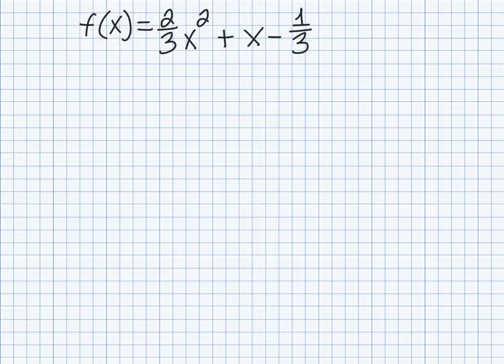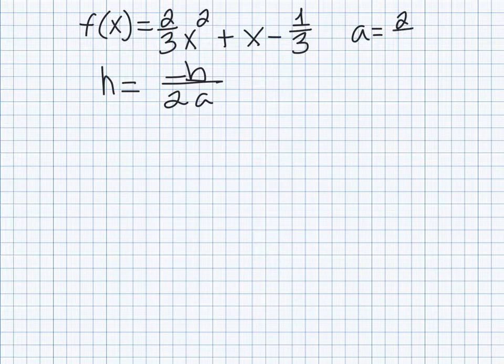First thing I should do, I want to find my vertex. So in order to do that, I got to use the formula h equals negative b over 2a. Alright, so now I plug in my values. Or first of all, I should probably identify these values. A equals 2/3, B equals 1, and C equals negative 1/3. Alright, I'm not going to end up using C here, but I'm going to plug in what I've got.